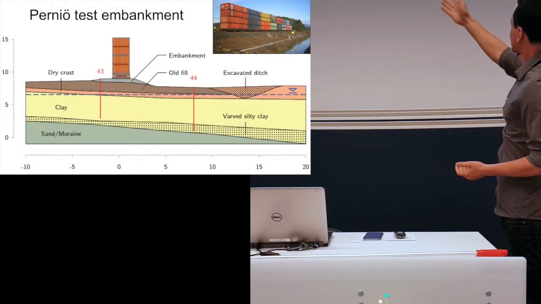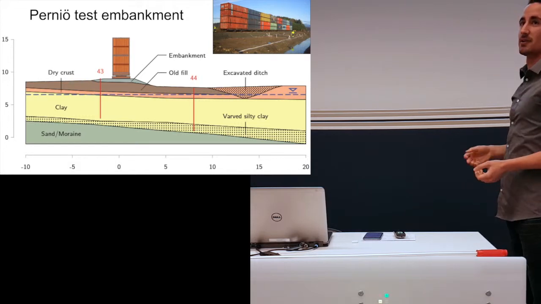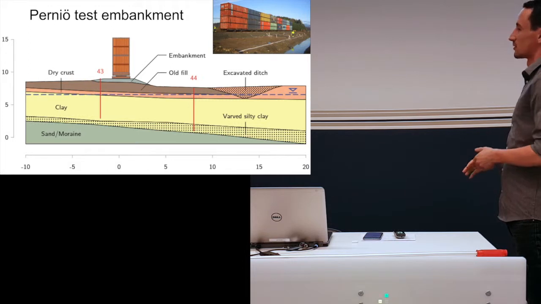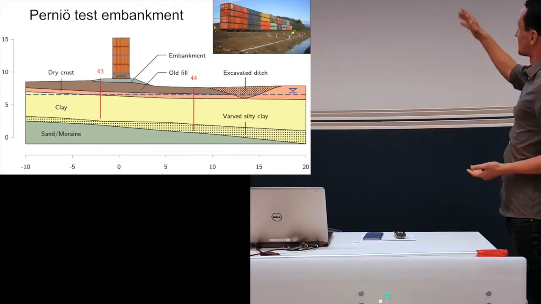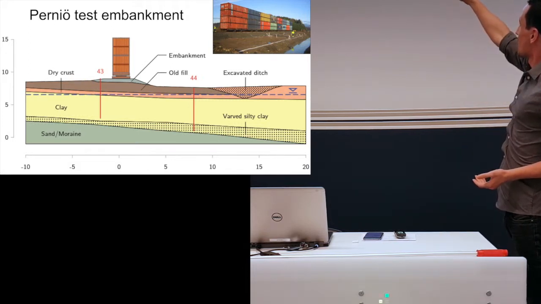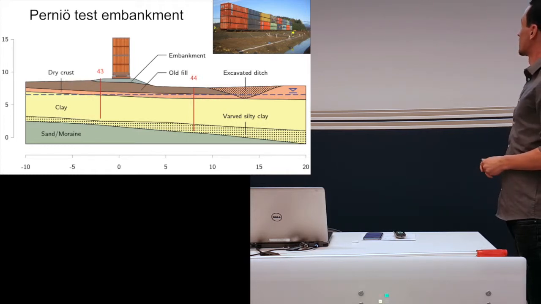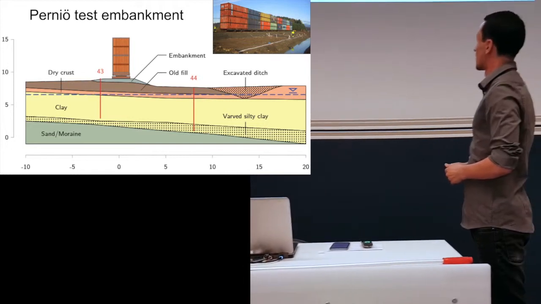As you can see here, the subsoil is typical for Scandinavia. It's soft soil, clays. It's about 7 meters, and there are 2 boreholes. You can see the red lines here and there, 43 and 44, where soil samples were taken.